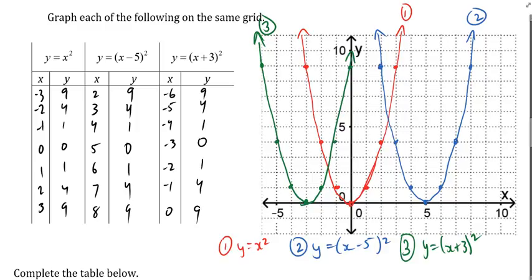Do the arrows always have to go past the graph? No, they don't. But they need to be past that last set of points. What do you notice? What do you think?